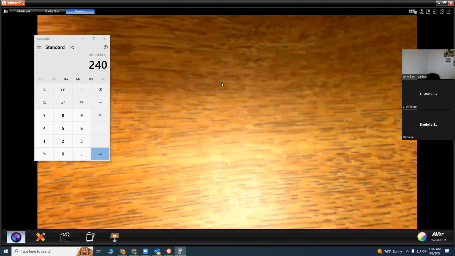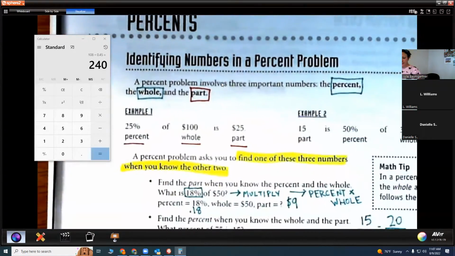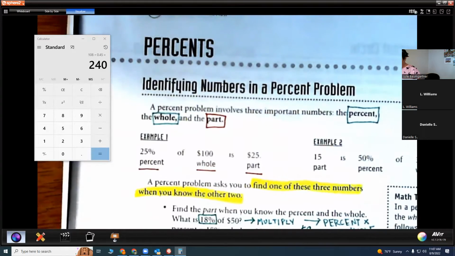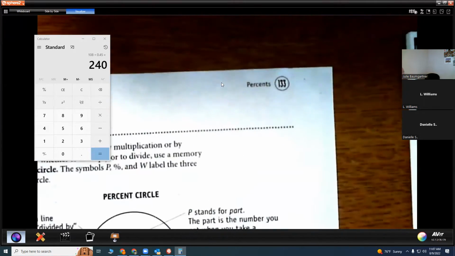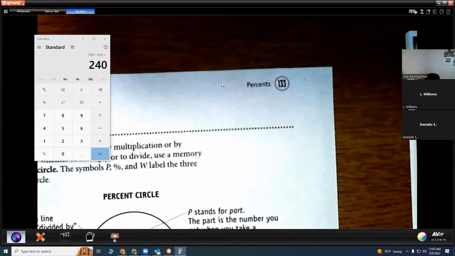Okay, so hopefully everyone still has our percent lesson that looks like this. At least the front page looks like that. Okay. So we made pretty good progress, and I feel like everyone's getting this stuff down pretty well.